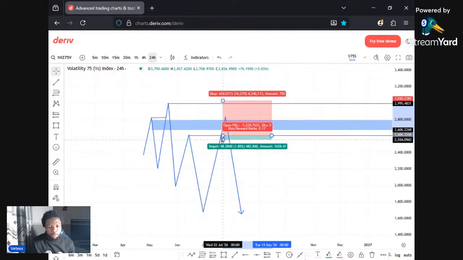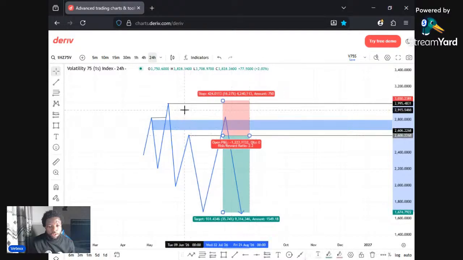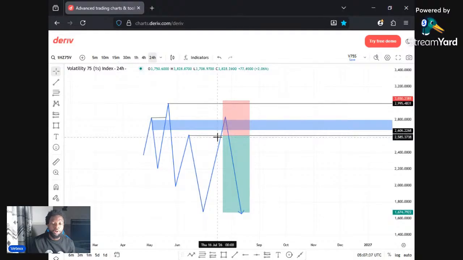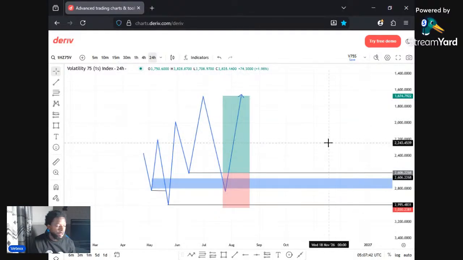This is now our point of interest. This becomes our point of interest. So as price taps into this point of interest, it continues to move in the opposite direction. So this is what we have for sell. And the same thing we have when we want to buy. The same thing you see for sell is the same thing you see when we want to buy.